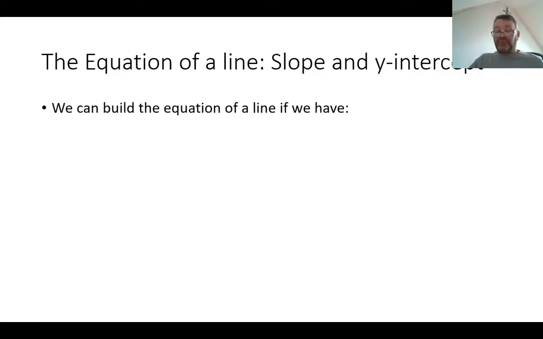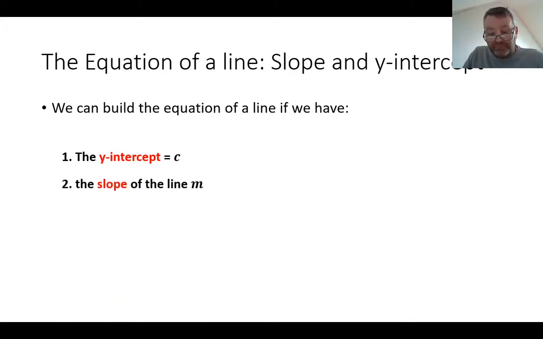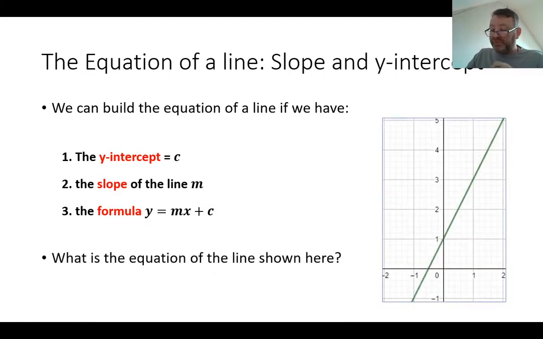So let's take the first one. We can build the equation of a line if we're given the y-intercept, in other words, the number on the y-axis that it passes through, and the slope of the line m. So take a look. We use the formula y equals mx plus c. So what's the equation of the line shown here? Now notice, no points, no algebra, just a bare graph. So what do I do?